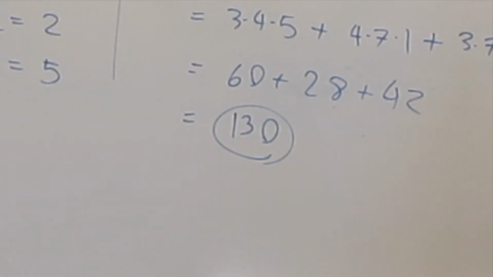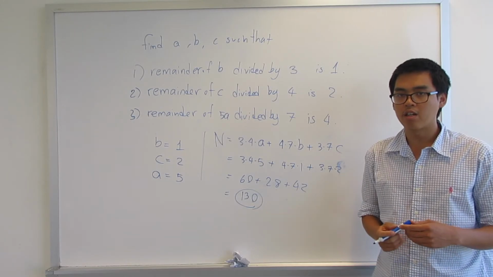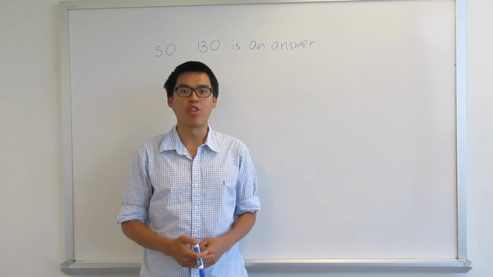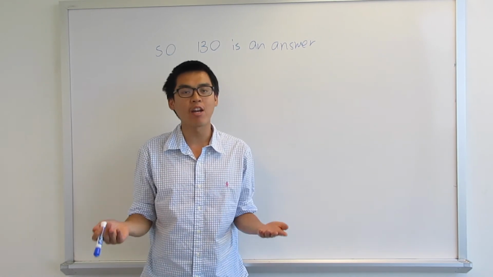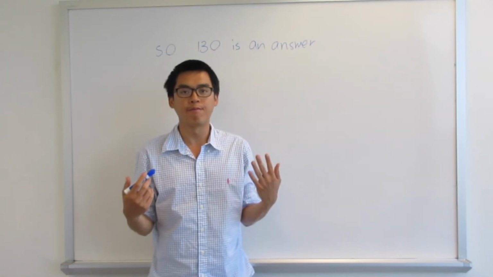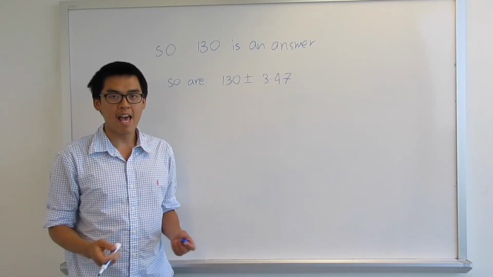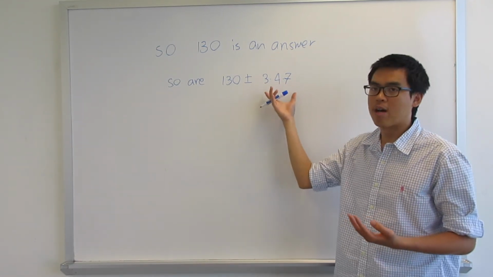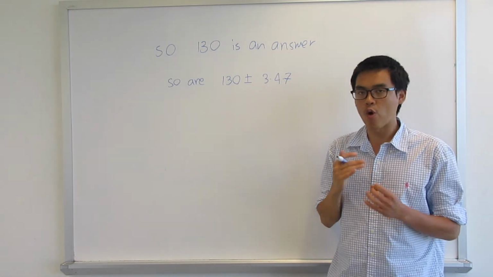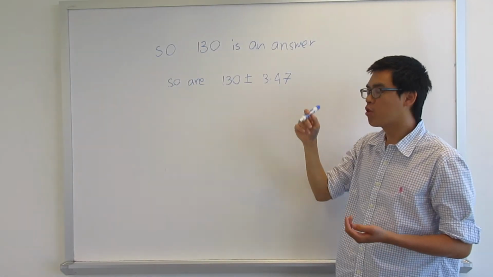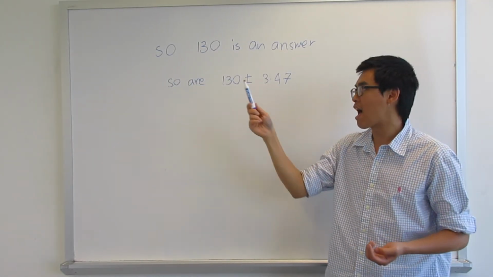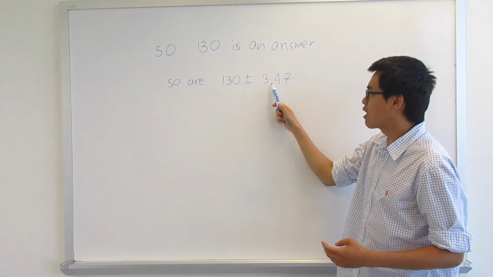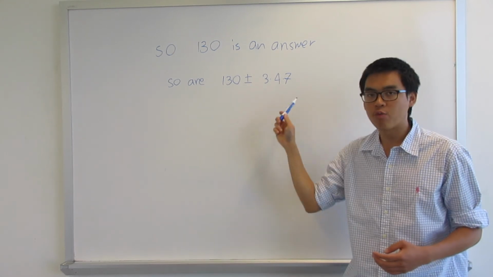Alright, so here you have it. 130 is a correct answer. It's not the only answer. Turns out there are infinitely many answers, and the way to get all the answers is just to add or subtract 3 times 4 times 7. And you can do this as many times as you like. Why is it true? Well, the reason is 3 times 4 times 7 is a number that is divisible by 3, 4, and 7. So adding this number will not change the remainder when you divide by 3, 4, nor 7. So when you add 3 times 4 times 7, those 3 conditions will remain true.